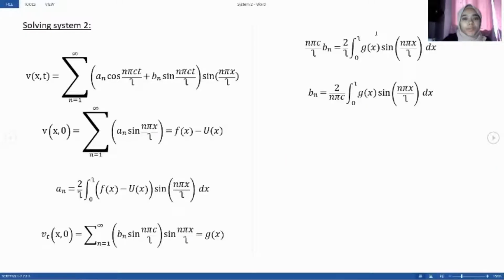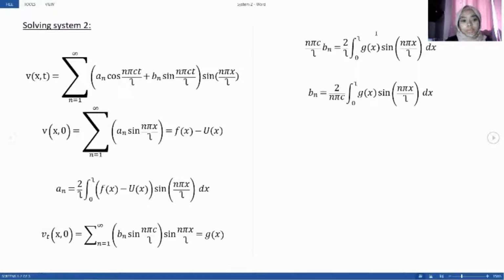Now I will continue to explain the method for solving system 2. As we have the general equation v equal to the summation from n equal to 1 until infinity of (a_n cos(n pi ct over L) plus b_n sin(n pi ct over L)) multiplied with sin(n pi x over L). So for now we have to find the values of a_n and b_n.